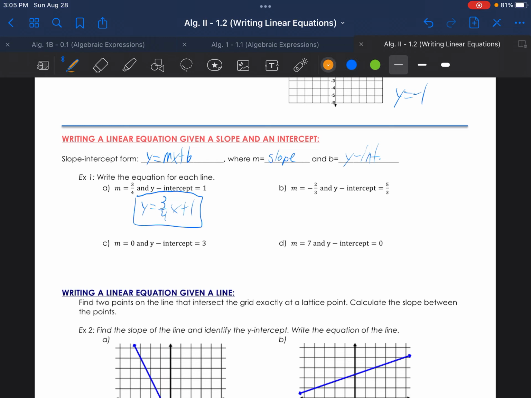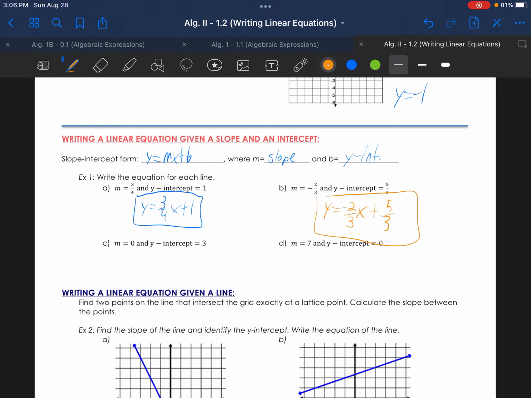Letter B, same idea. And real quick before I continue on these, if you're working on these on your own, it might be a good idea to pause the video and work on these, or work on just maybe letter B, and then continue when you're done and see if you did it right. All right, letter B, y equals -2/3, since that's the m, times x plus 5/3 for the b.